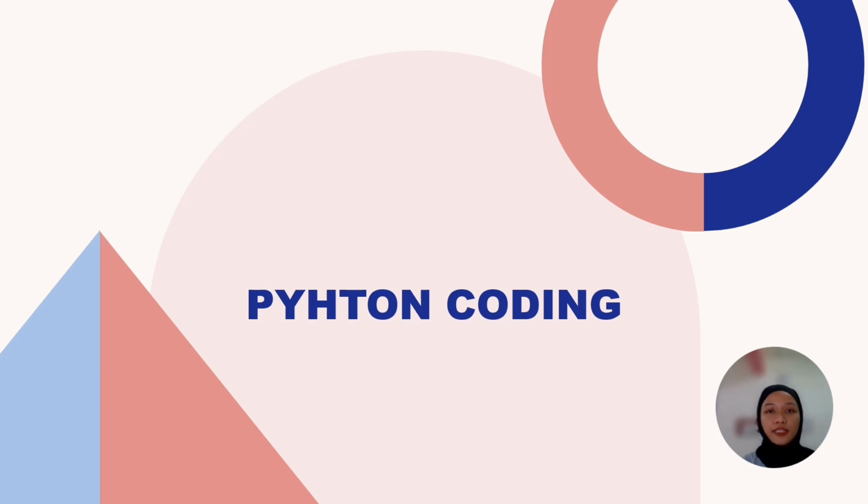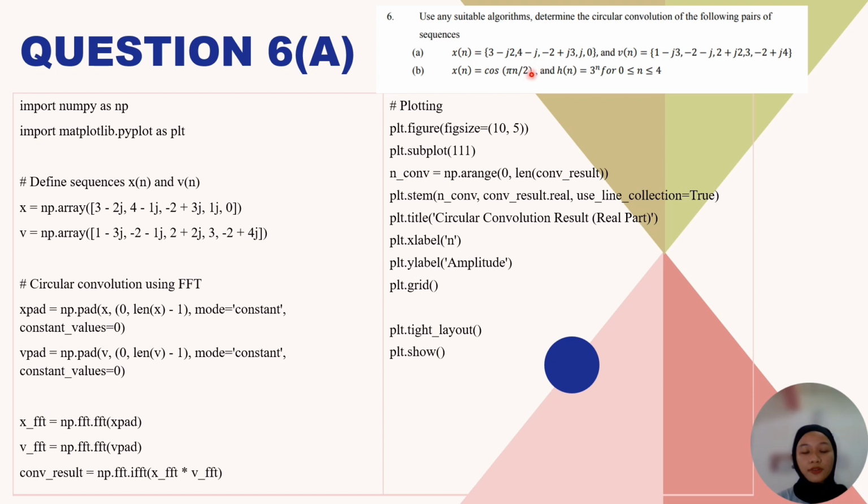Next, I will be explaining the Python coding of question 6a and 6b. For the Python coding of this question 6a, first thing first, we have to import the library. Here we import numpy as np and import matplotlib pyplot as plt. And we will define the xn and vn equation as np array of the xn equation and np array of the vn equation. And here we will use only one method, which is the IDFT and FFT method.